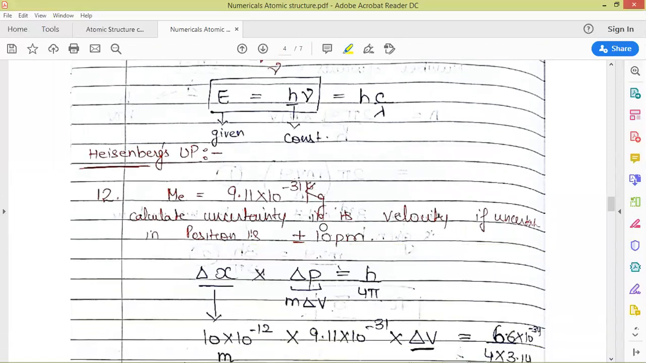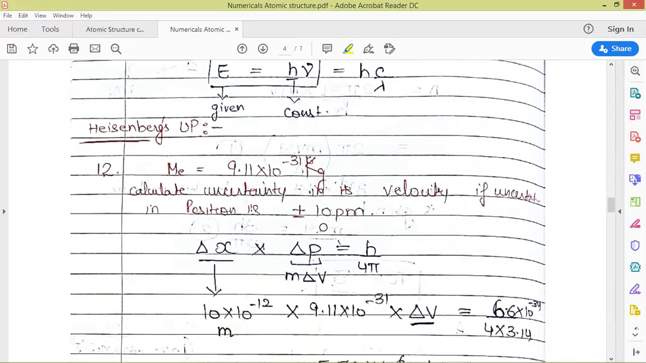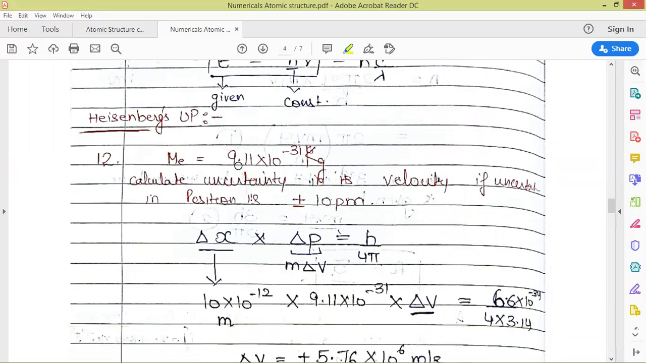This is an easy question. Next we have questions based upon Heisenberg's uncertainty principle. For this you are given the value of mass, and you have to calculate the uncertainty in its velocity if the uncertainty in position is plus minus 10 picometers.